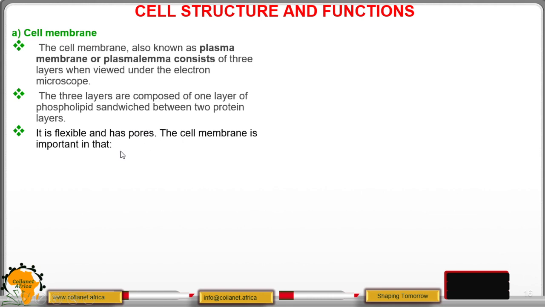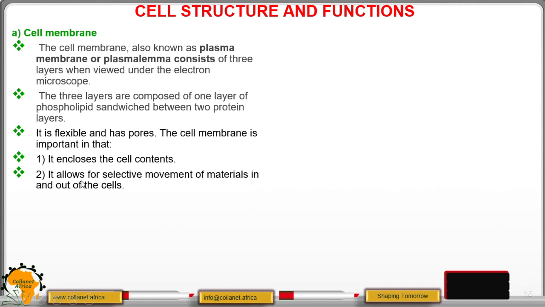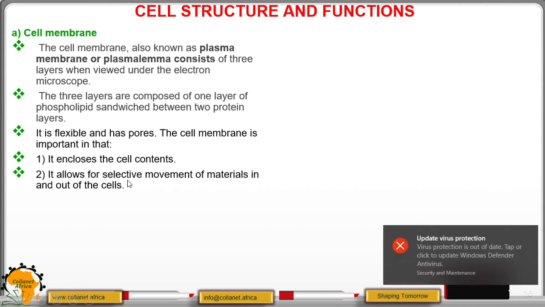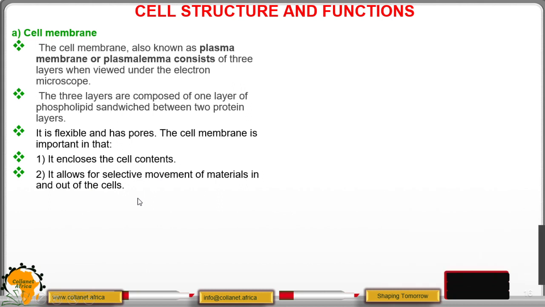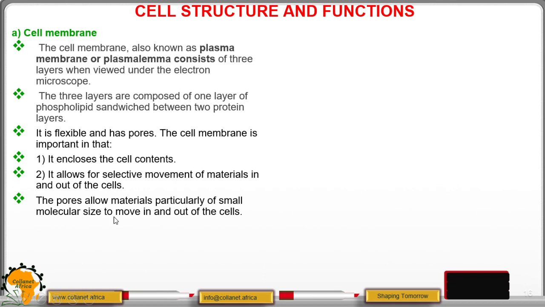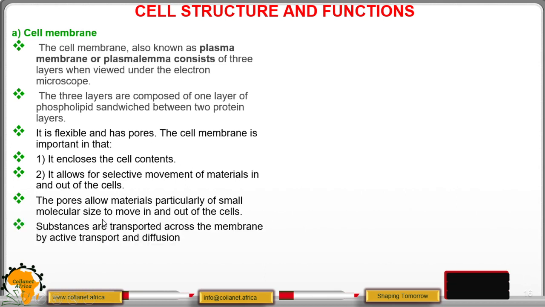The cell membrane does the following roles: it encloses the contents of the cell and allows for selective movement of materials in and out of the cell, because we've talked about the pores, which allow small substances to pass through, but not large ones. Substances are transported across the membrane by active transport and diffusion.